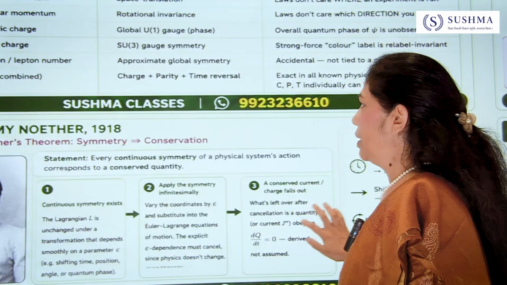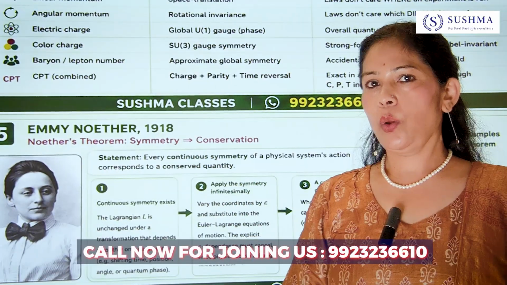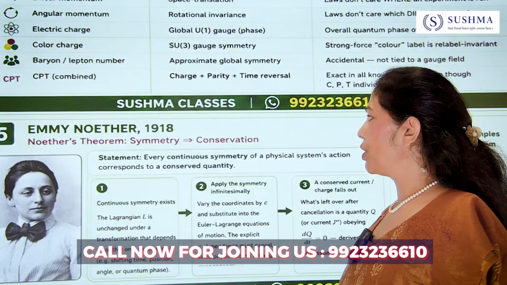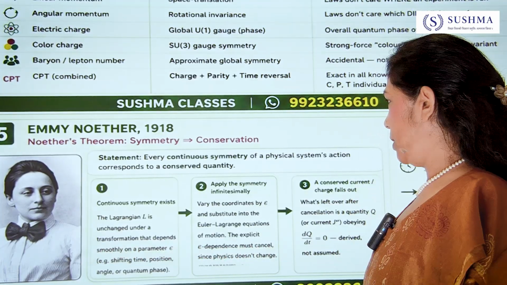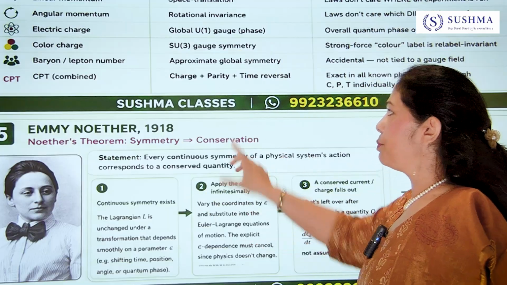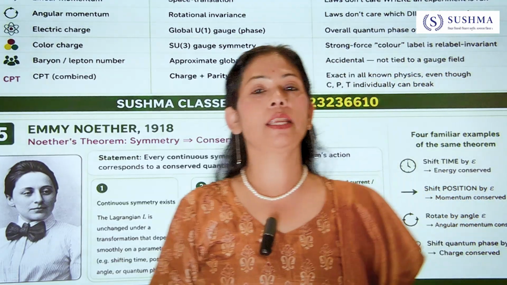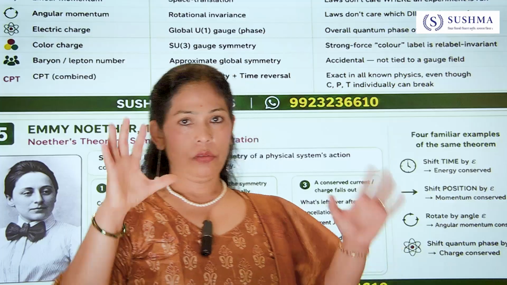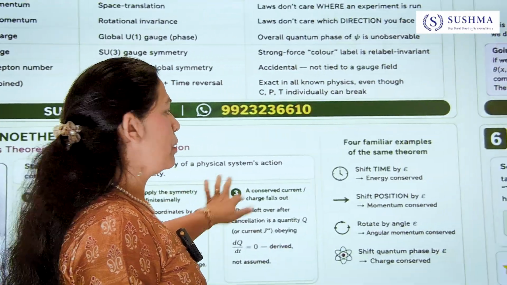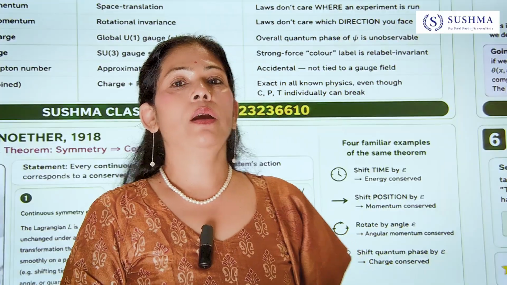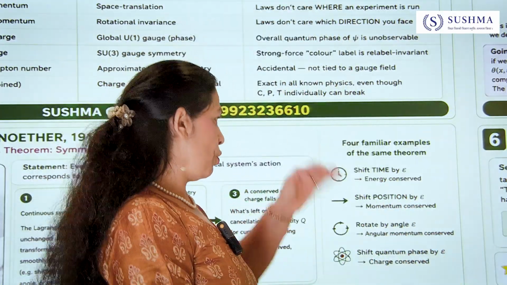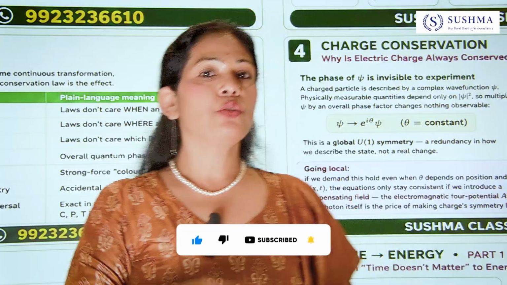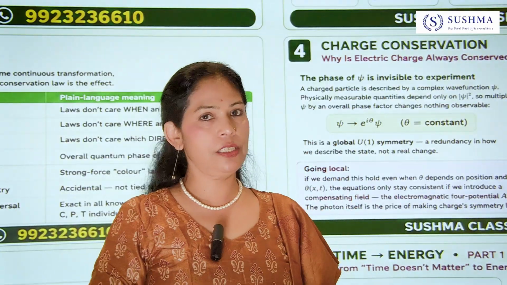Now, Noether's theorem states that every continuous symmetry of the physical system's action corresponds to a conserved quantity. So this helps you understand the conservation laws. As I told you, symmetry in time and space, or in direction, wherever you are doing it, doesn't matter. So we get conservation of energy, conservation of linear momentum, conservation of angular momentum, and likewise the charges are also conserved. In different frames of reference, the amount of charge doesn't change.